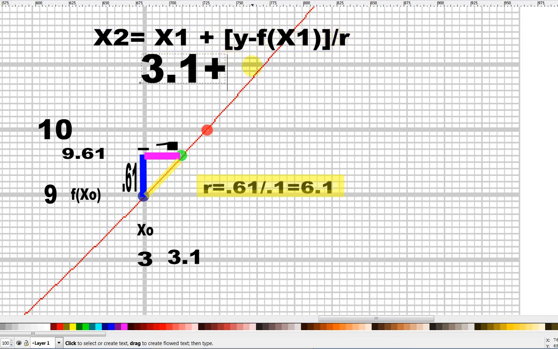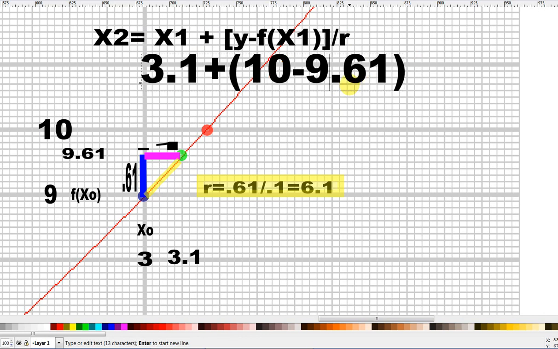So y is 10 minus f of x1, that was 9.61, I believe. Yeah, 9.61, that's right. And then take that distance and divide it by this mysterious number r, that's just 6.1. Well, now that 6.1 isn't so mysterious because we know that 6.1 is just the slope of this little yellow line segment here. But how in the world does that get us a better estimate here? Well, let me show you exactly what this formula is doing.